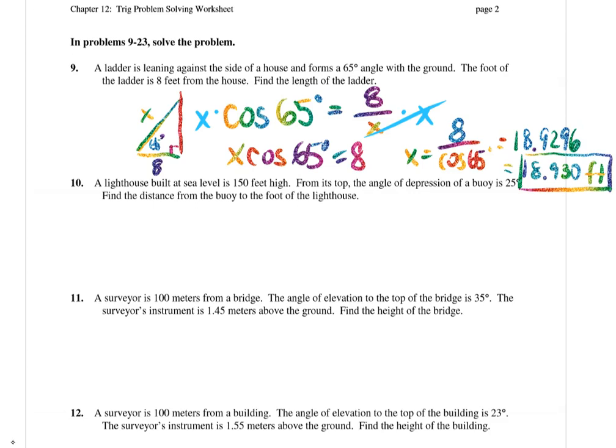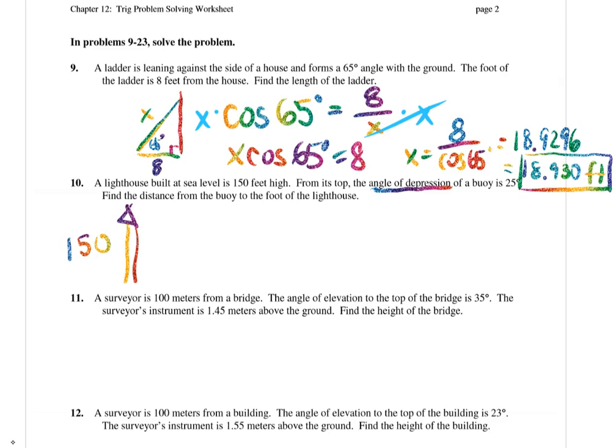So one thing I want to talk about is that angle of depression. Angle of depression, it sounds sad because, depressed, but it just means you're looking down. So if it says there's a lighthouse, I'm going to draw a lighthouse. I don't know what lighthouses look like. It says it's 150 feet high, though. And then we're at the top. The angle of depression of a buoy is 25 degrees.